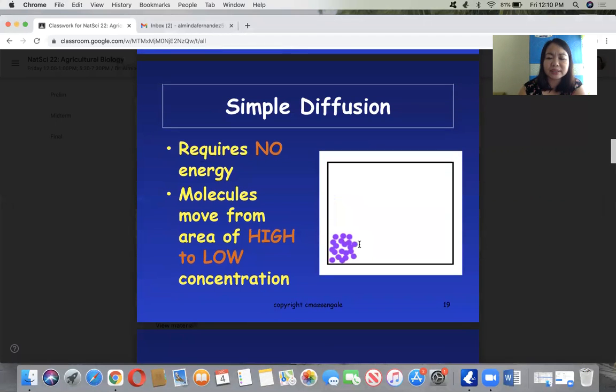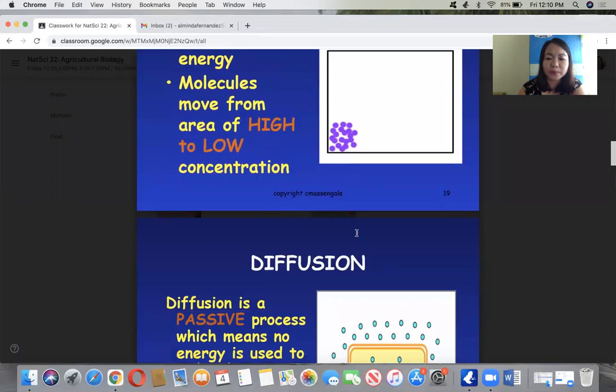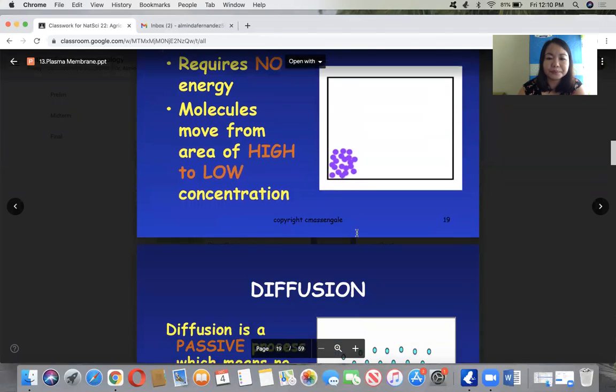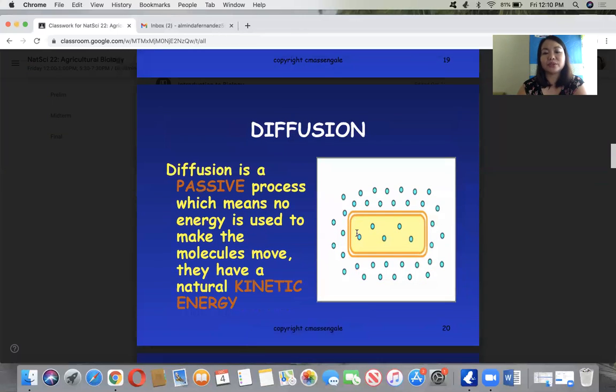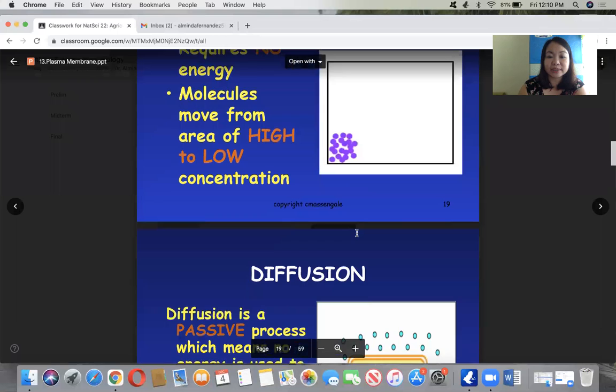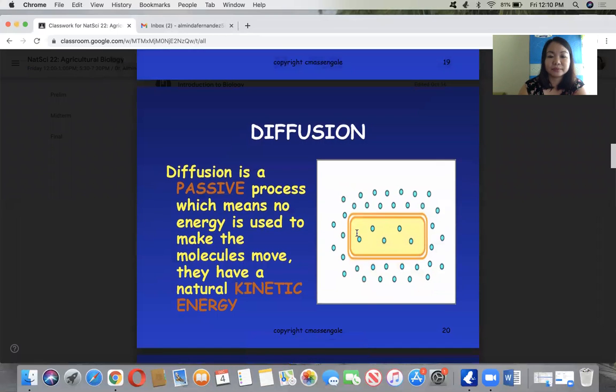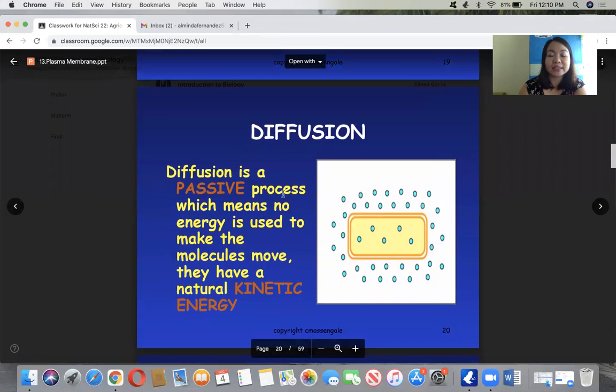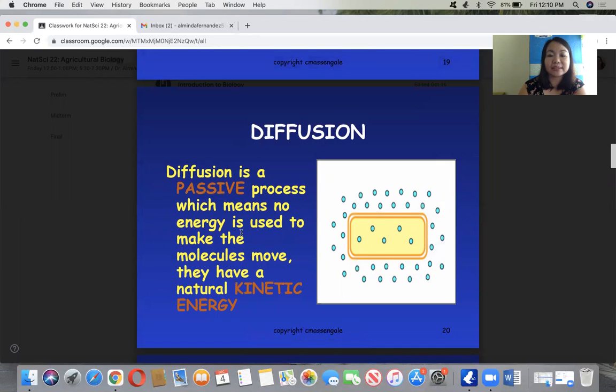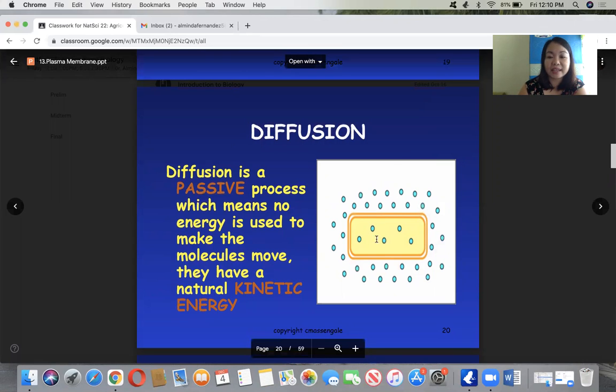So this is actually an interactive video, but I'm going to show you a video later to show you the different active and passive transport. So diffusion is a passive process, which means no energy is used to make the molecules move, and they have a natural kinetic energy. So they just move freely.